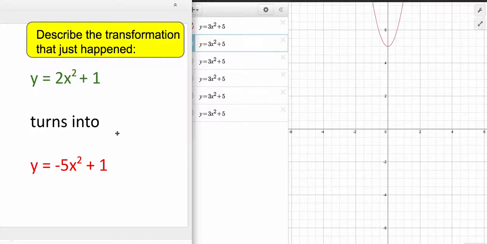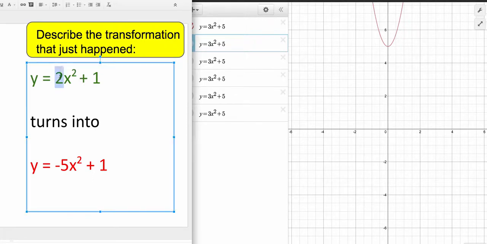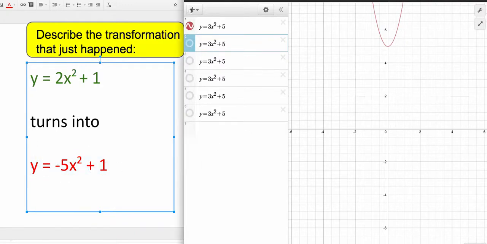All right, so we need to talk about transformations, and when we have quadratics, quadratic functions here, each one of these numbers does things. So if we look at this problem, y equals 2x squared plus 1, if that turns into y equals negative 5x squared plus 1, that's going to have some changes that occur to it, right? So the very first thing we need to figure out is kind of the general form.